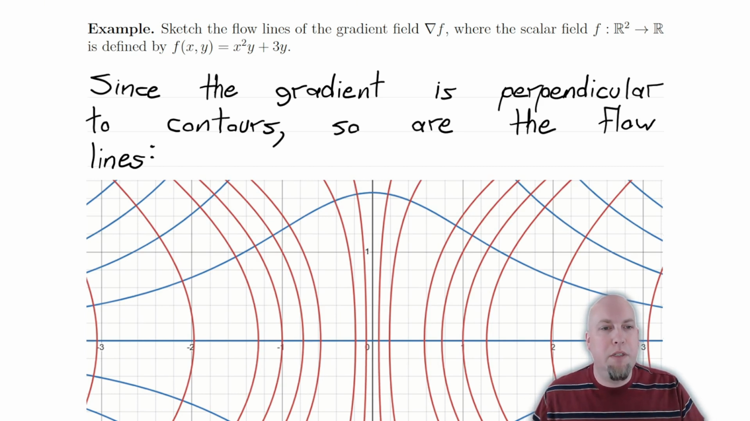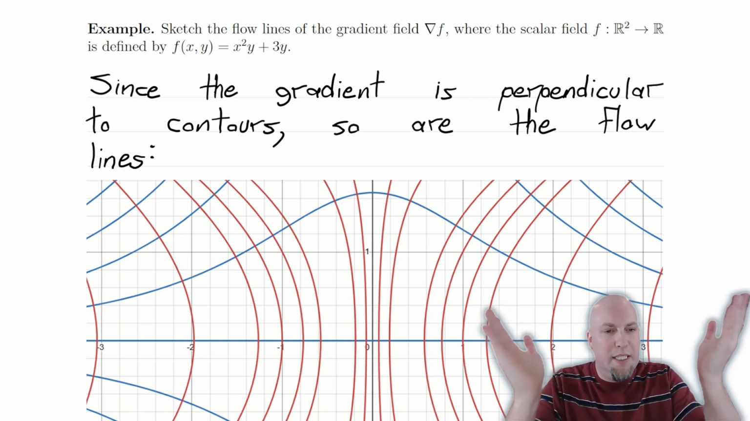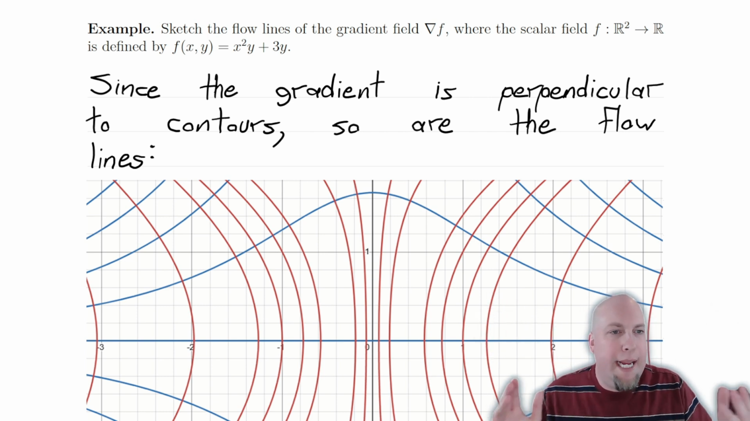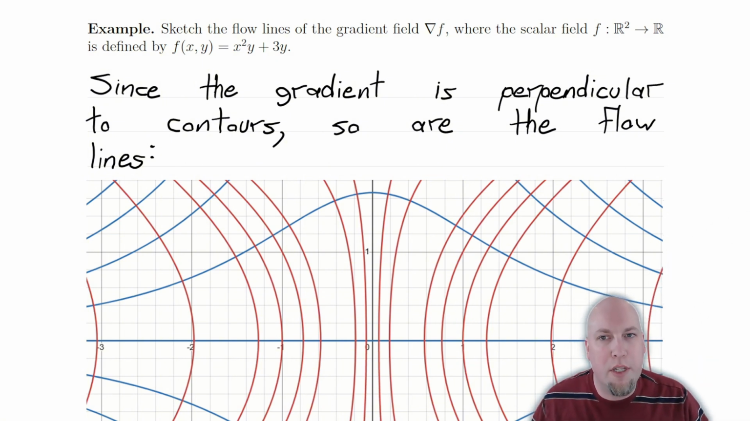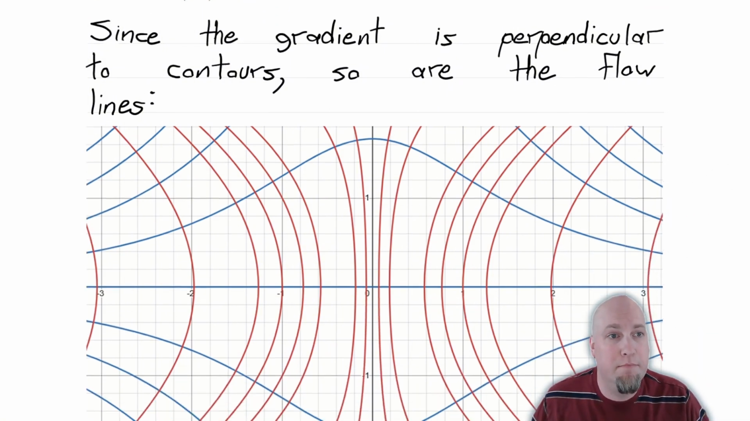And the nice thing about this is I don't need equations for these flow lines or anything here to be able to sketch them. I can figure out qualitatively what these flow lines look like without doing any computations whatsoever. I just trace paths that go through all the contours at right angles, and that gives it to me.